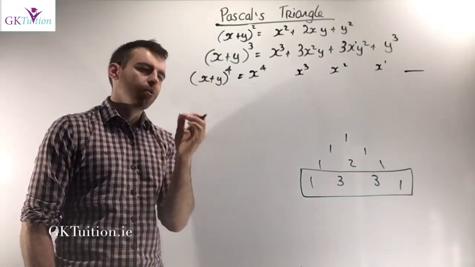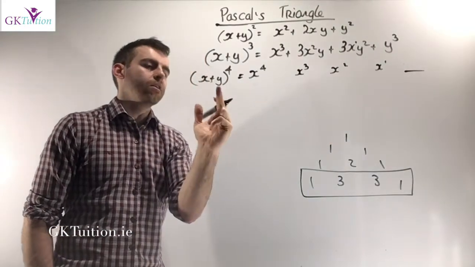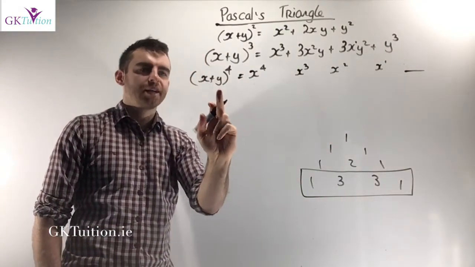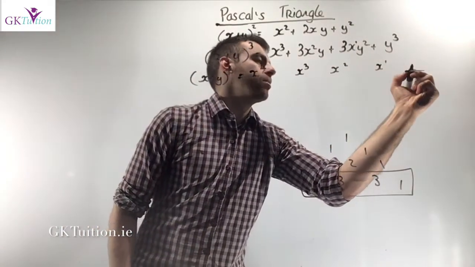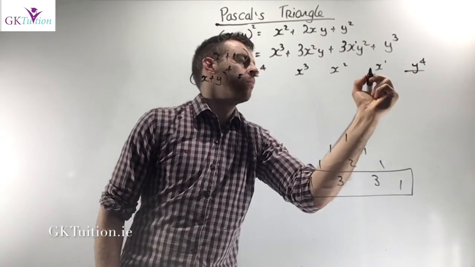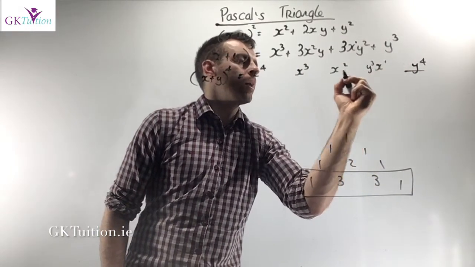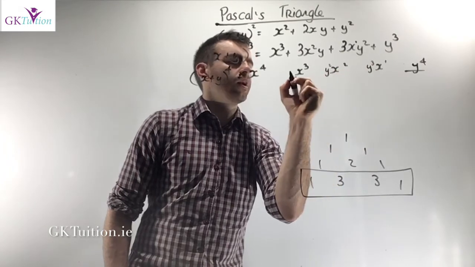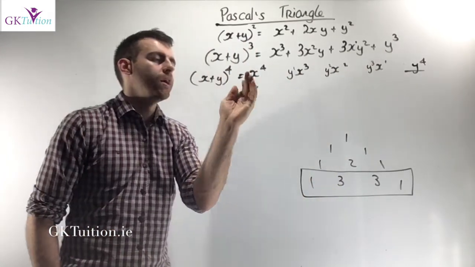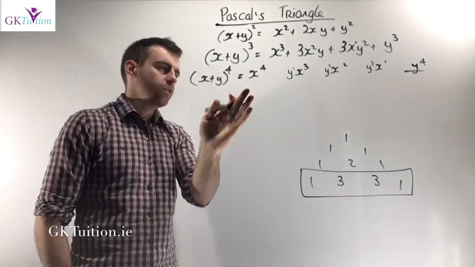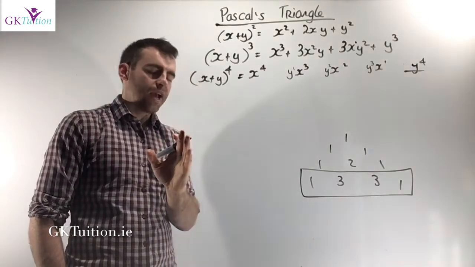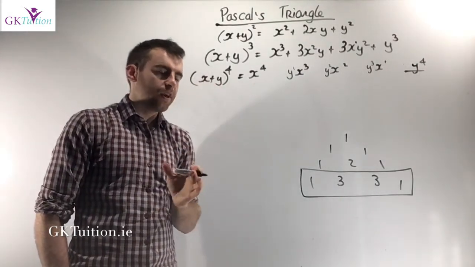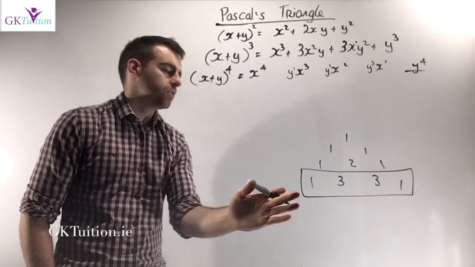Now I need to go backwards. I know that the last term will be whatever is the second thing in the bracket to the power of 4. So the last term will be y to the power of 4, this will be a y to the power of 3, this will be a y to the power of 2, y to the power of 1, and then no y's at all. So you can more or less just do that in your head. But from here, we need to figure out what the coefficients should be.